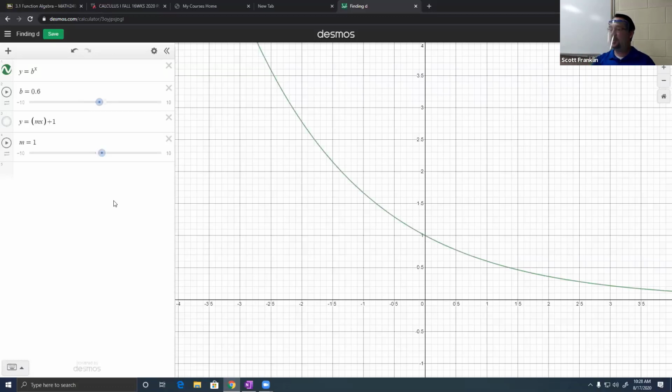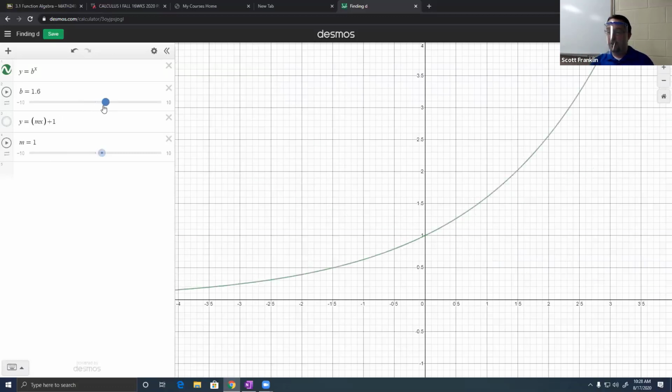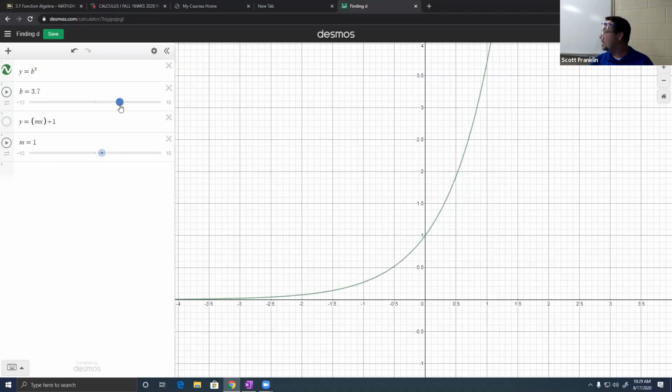But what the question is really asking is, for all of these curves, no matter where I put this slider, with the exception of putting it at 1, just don't put it at 1, but for all of the other curves, no matter where I put the slider, what's the range of that function?